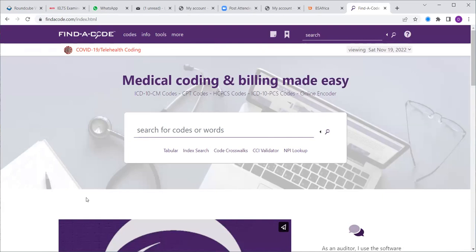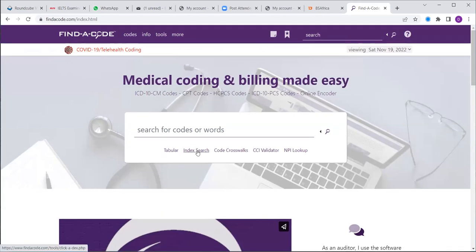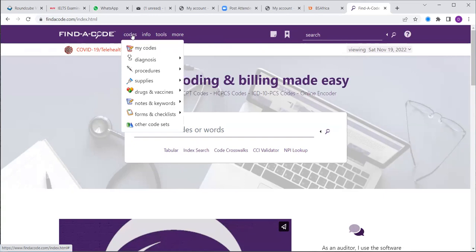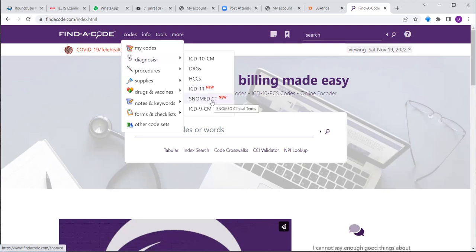It's just like a simple website. But let's go into it. So I want to find a code. When I come to codes, I have sets of code we call diagnostic codes. So these are ICD-10-CM, DRG, HCC, ICD-11. Remember I told you we are now gradually moving towards ICD-11. Then SNOMED CT, this is for radiology. And then we have ICD-9, the previous version of ICD before the coming on of ICD-10.